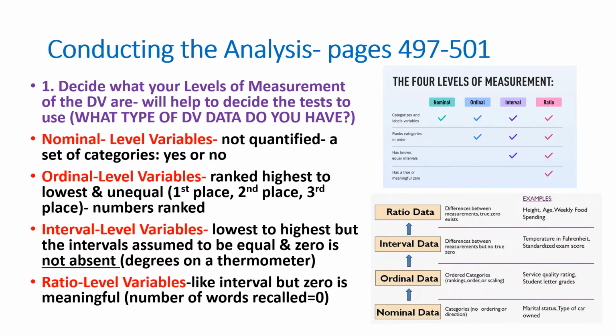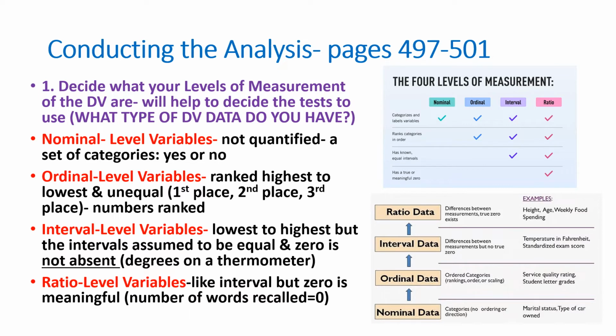Ordinal data is ranking from highest to lowest. So for this, it would be like a rating from 1 to 5 on something, or letter grades are ranked, and so forth. The type of data of ordinal would be that. Interval data are differences between measurements, like standardized exam scores show differences. They're not ranked, they just show highest to lowest, but the intervals are assumed to be equal and 0 is not absent. So degrees on a thermometer, like 0 is still there, and so forth.